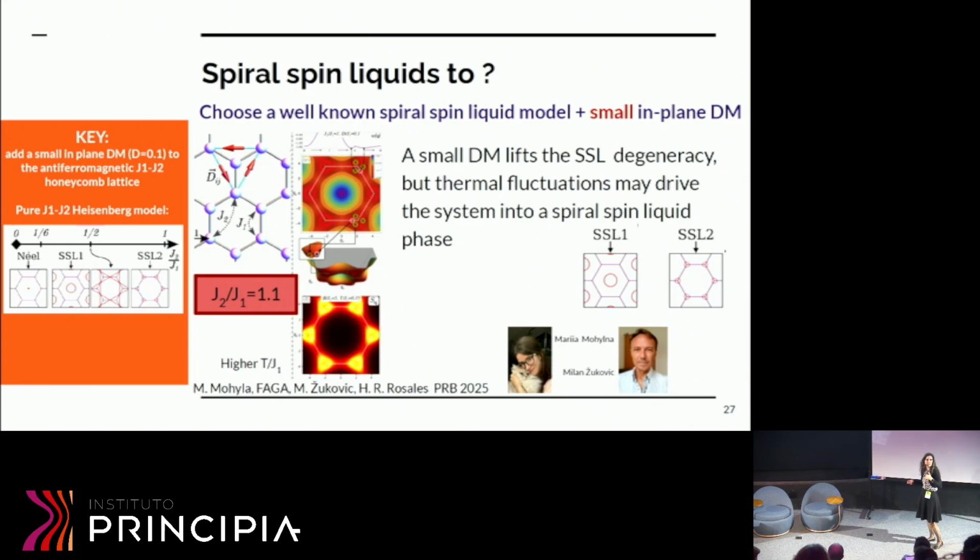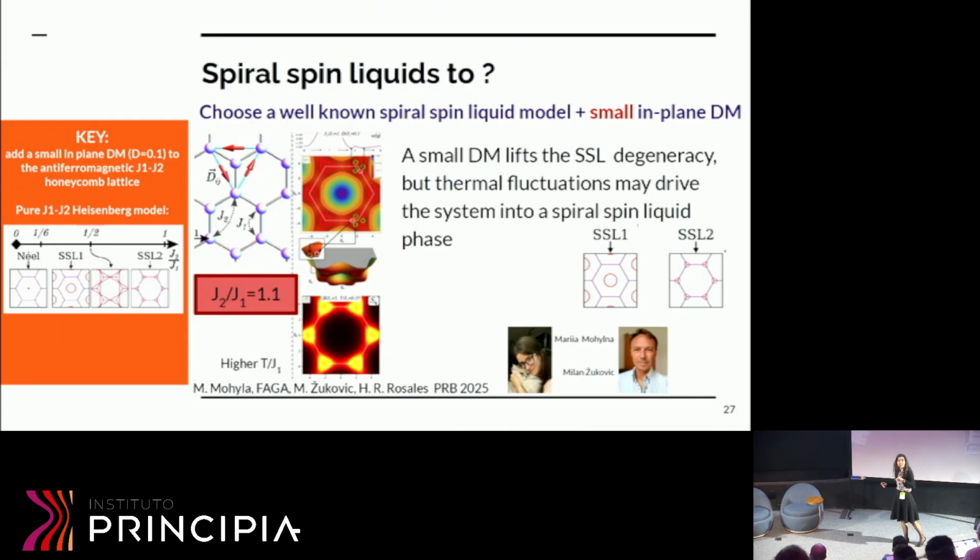Because I know that if I have an in-plane Dzyaloshinskii-Moriya interaction, there is a good chance to have skyrmions. So here the Dzyaloshinskii-Moriya, this is important, it's like 10% the value of J1. And since this is the honeycomb lattice, you have two triangular sublattices, you have to have the Dzyaloshinskii-Moriya to second nearest neighbors. Okay, so this is the work we were doing with Maria Mohilna and Milan Sukovic from Slovakia.